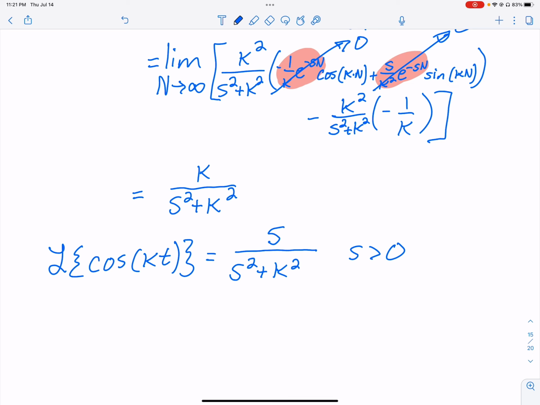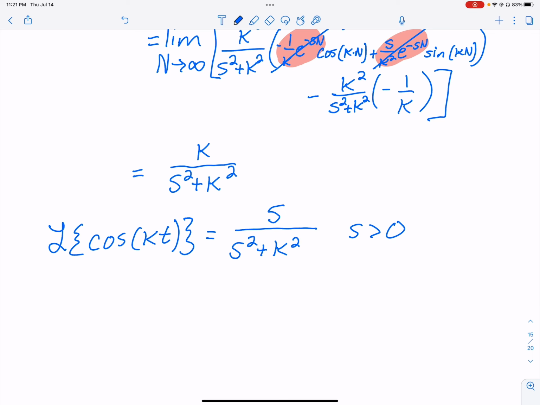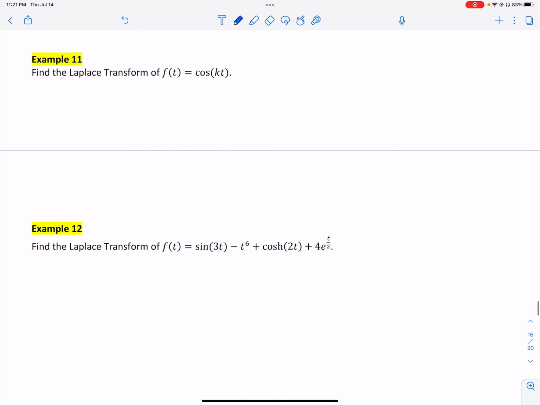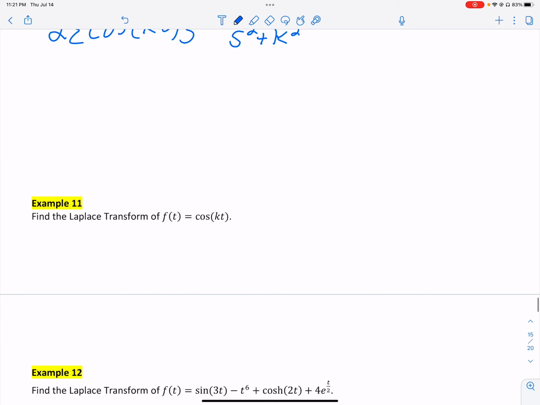All right, I have one more to do, and it's going to be pretty quick. It's using all these rules. And that'll be it. If you are curious, I can send you my notes. I have it all worked out of how to get from here to here. It's just disgusting Calc 2 integration. Just let me know.